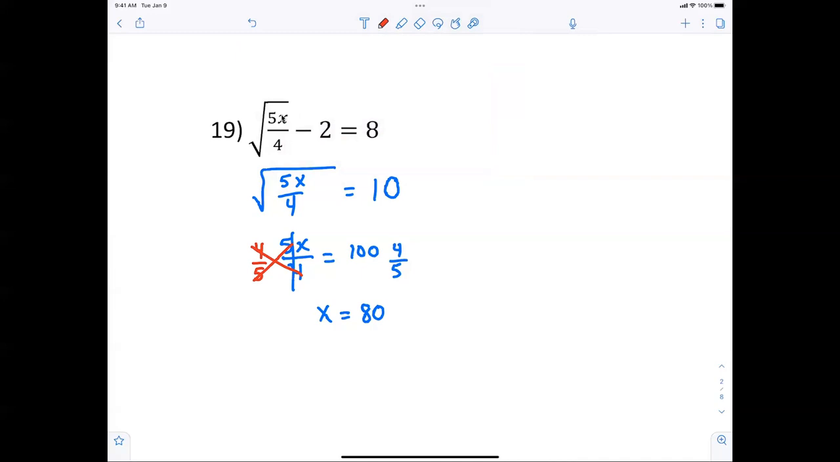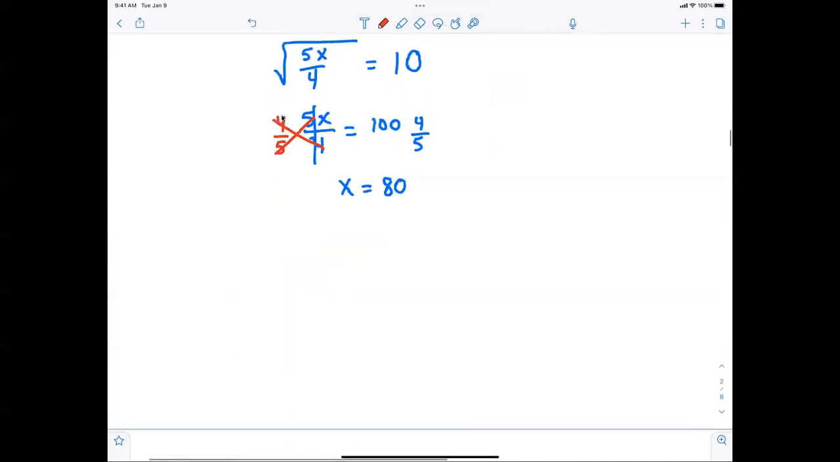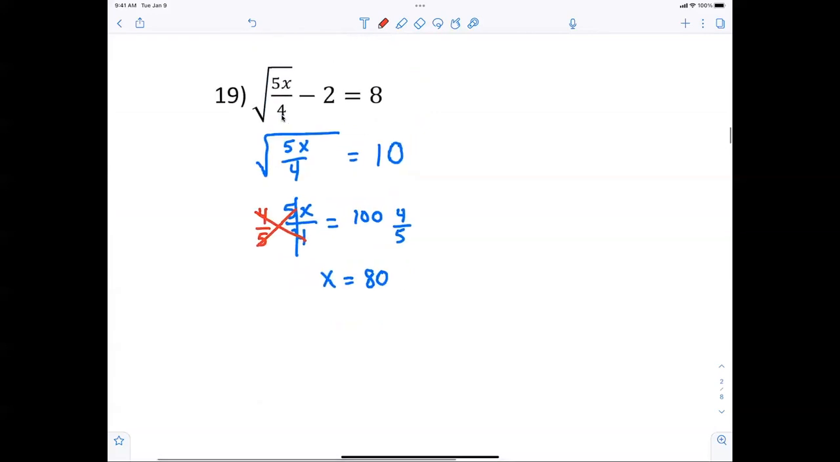All right. So here we go. Getting a little bit hard. What's 100 divided by 5? 100 divided by 5 is not 80. Yes, 20. That's correct. 100 divided by 5 is 20. And then 20 times 4 is 80. You with me on that, right?